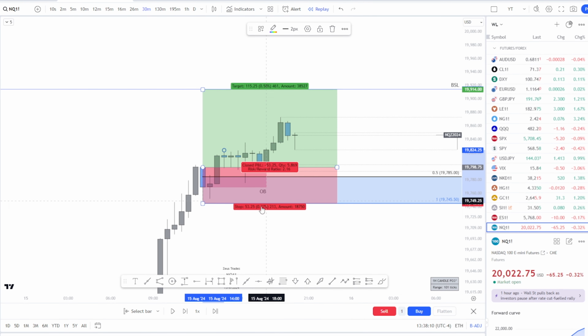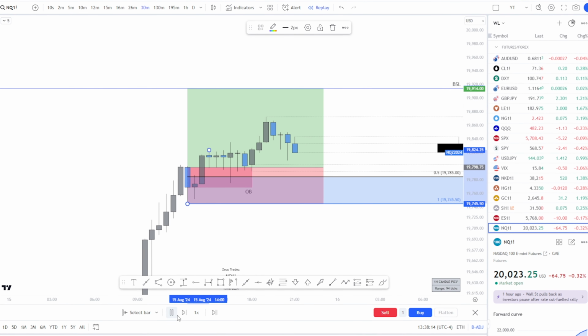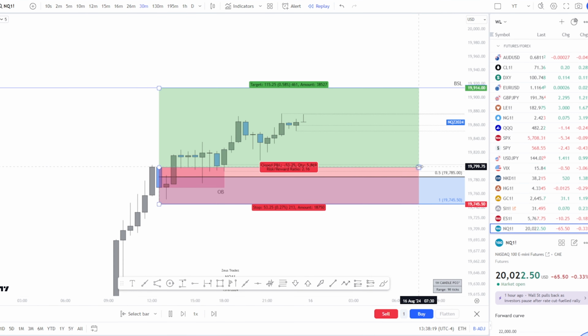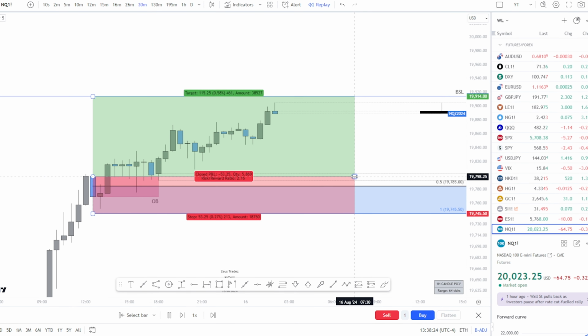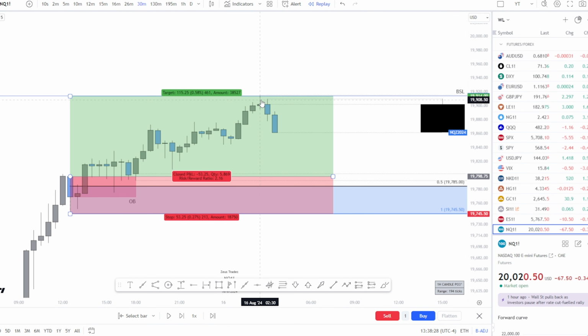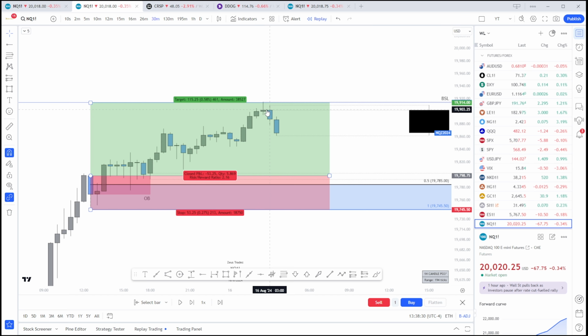Now notice, what are we doing? We're starting to get that expansion out of this range, signaling that this consolidation phase is now over and we are currently going to see that push up to the current drawn liquidity.